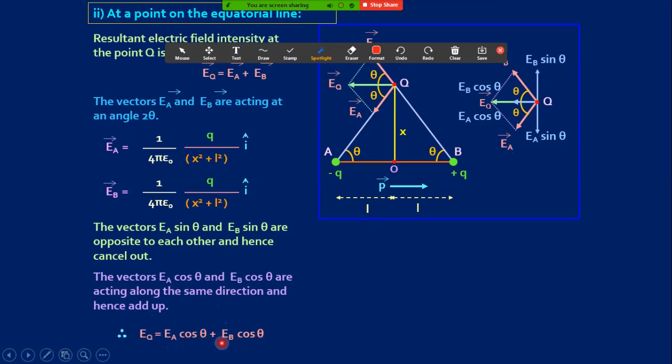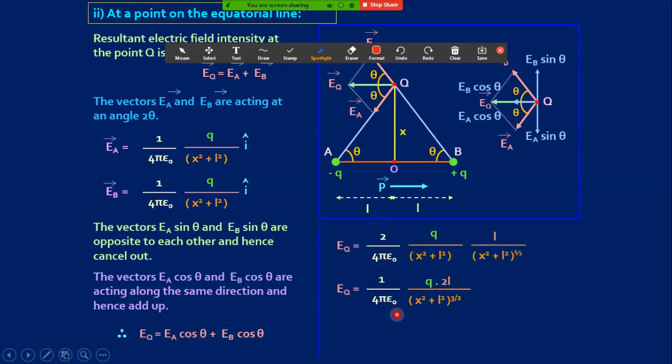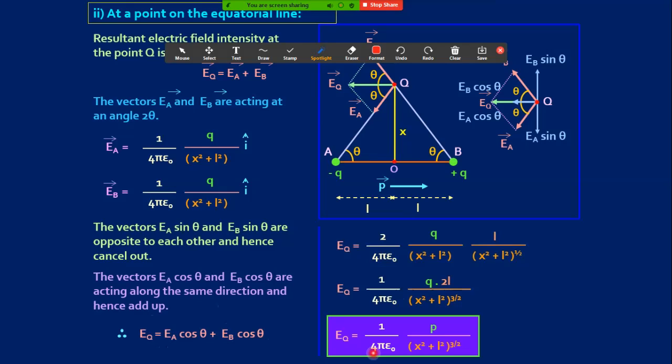EA cos theta, EB cos theta. After calculation, we are getting EQ = 1 divided by 4 pi epsilon naught, Q 2L over (x square plus L square) to the power 3 by 2. This is our main equation for the electric field intensity on the equatorial line for an electric dipole. That is EQ = 1 divided by 4 pi epsilon naught into p divided by (x square plus L square) to the power 3 by 2.